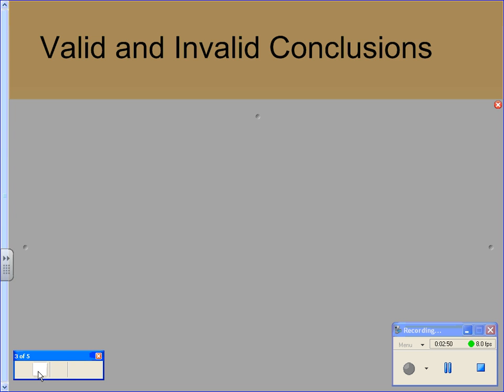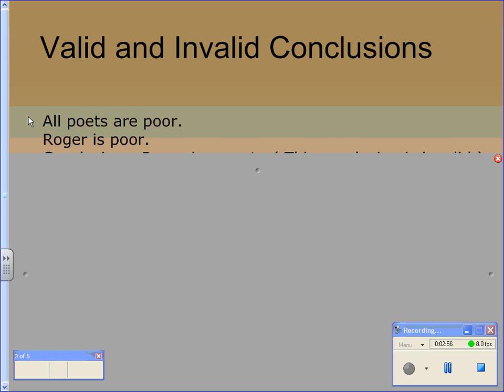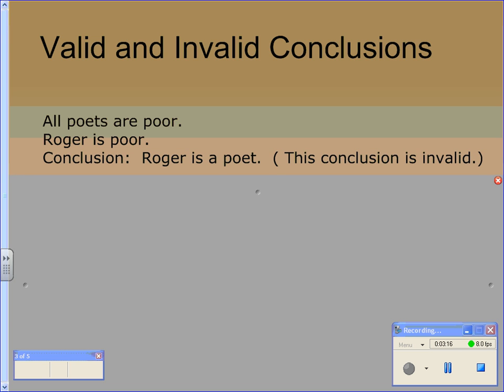We're also going to look at valid and invalid conclusions. All poets are poor, and Roger is poor. They concluded Roger is a poet. But why is that invalid? All poets are poor, but just because he's poor, does he have to be a poet?